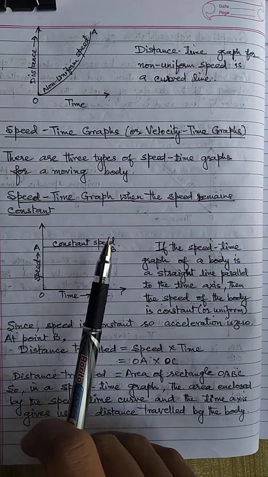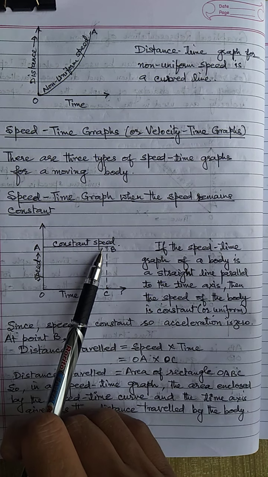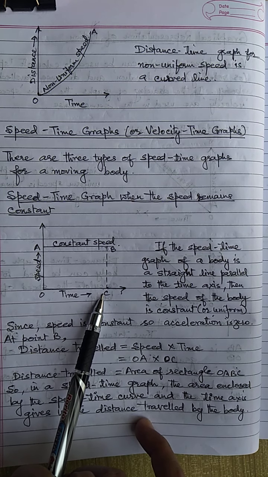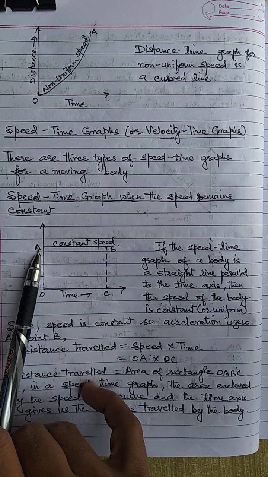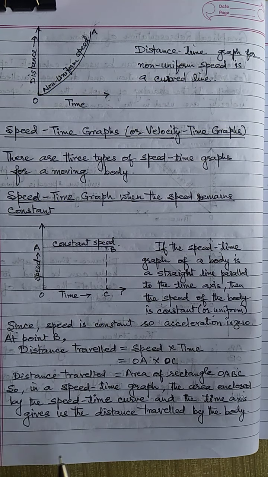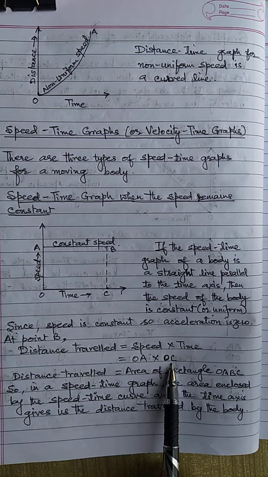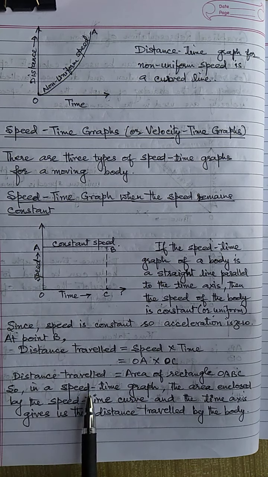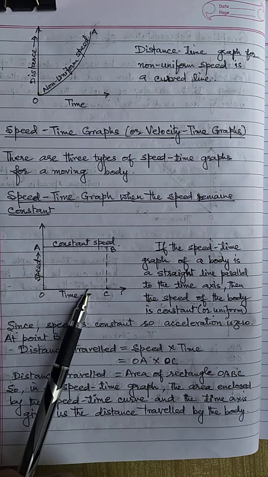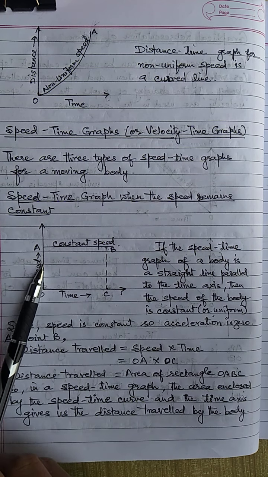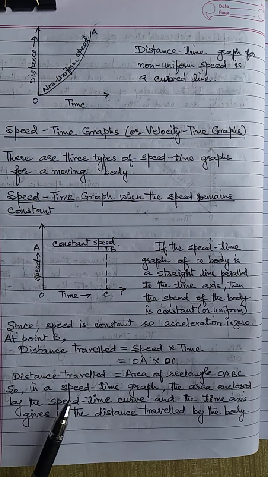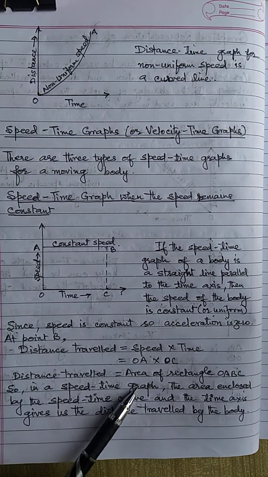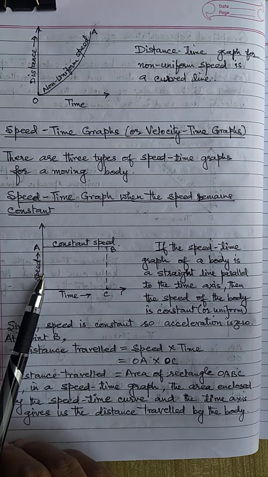So this is speed. Let us suppose there is some point B. We can draw perpendicular BC. Now we can see that in time OC the speed is OA. So distance traveled is OA into OC, or you may say BC into OC, anything you can say. Now what is OA into OC? It is the area of the rectangle. So we can say the distance traveled can also be found out by the area enclosed by the curve, or area under the curve.